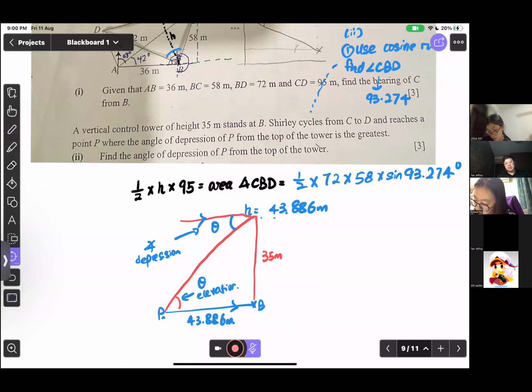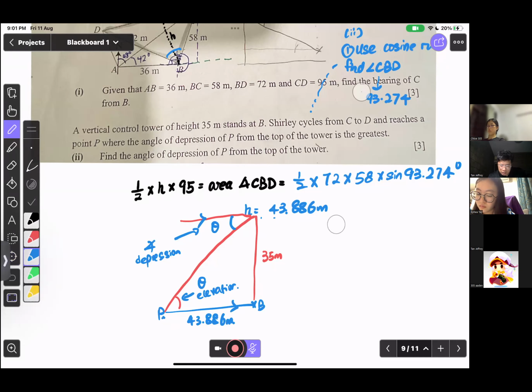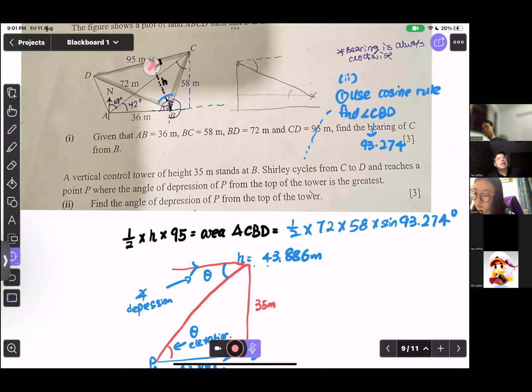I'll give you a while to digest. Wait, how do we know what P is? P is basically the shortest distance. In order for you to have the shortest distance, it must be the line that is perpendicular to DC. This will be the shortest distance.